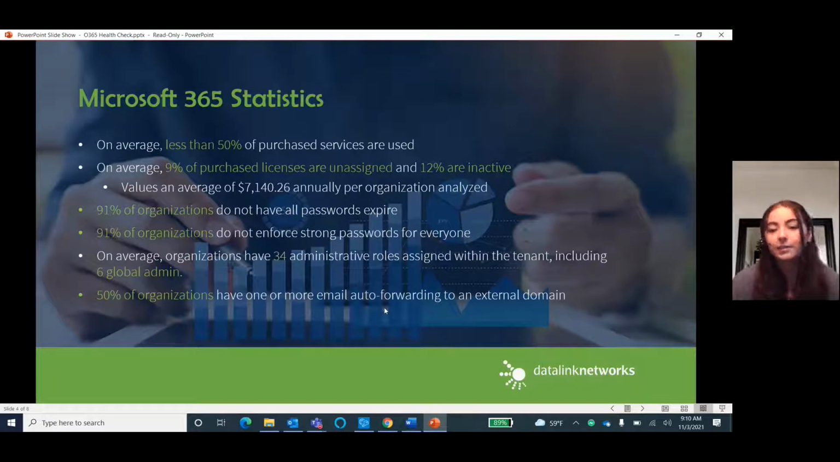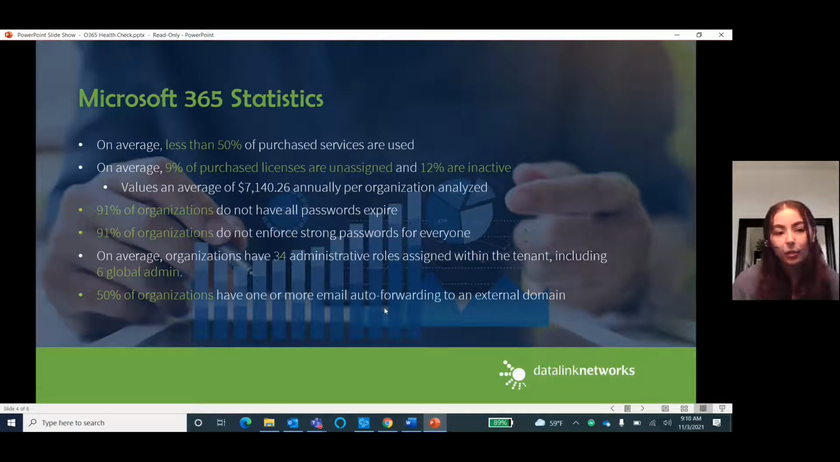An unassigned license is a license that you have purchased that is just currently sitting on the shelf waiting to be assigned and used by somebody. And inactive, we declare as no part of that license has been used in the past 90 days. If you add them together, 21% of all licenses that are purchased are just simply not being used. And that does average to a value of just over $7,000 annually per organization that we've analyzed.